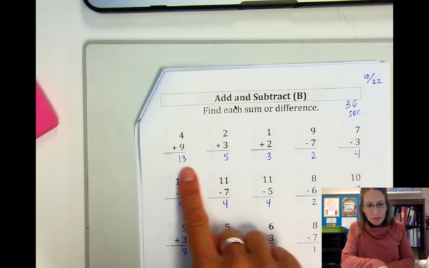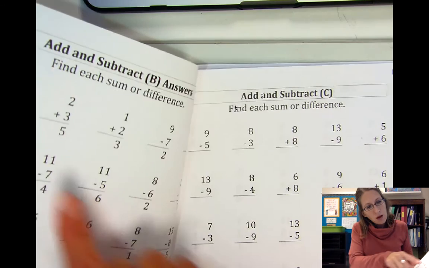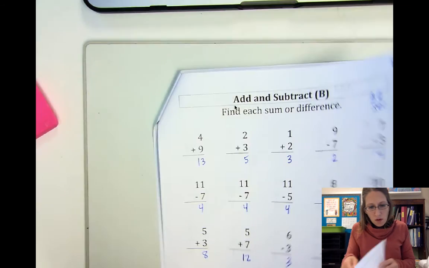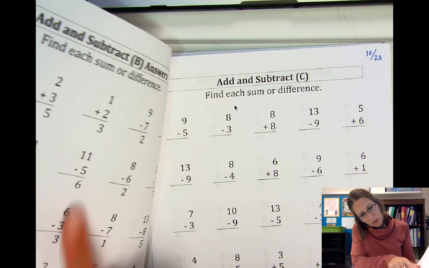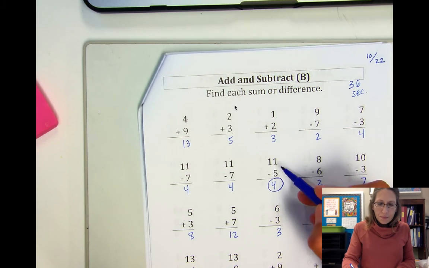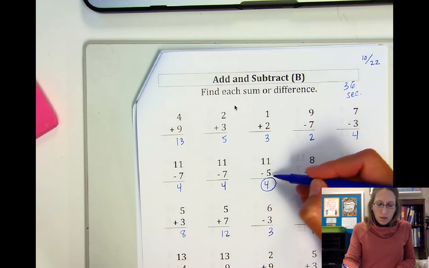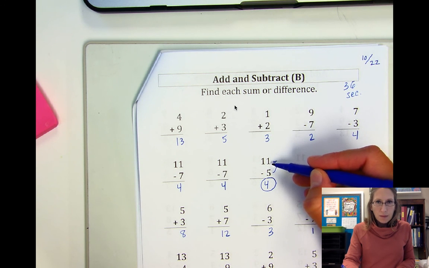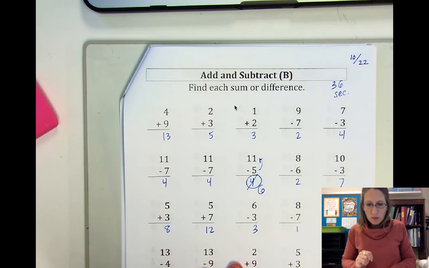All right, so I'm going to look at my numbers here. I got 13, 5, 3, 2, 4. I got a bunch of 4s, 2, 7. Oh, I made a little mistake here. Where's my mistake? 11 minus 5. Oops, I put 4. Let's see, I'm going to think about if I have 5, how many more to get me up to 11? So 5 plus 5 is 10 and 1 more. So this should actually be 6. Woo, good thing I checked my work.